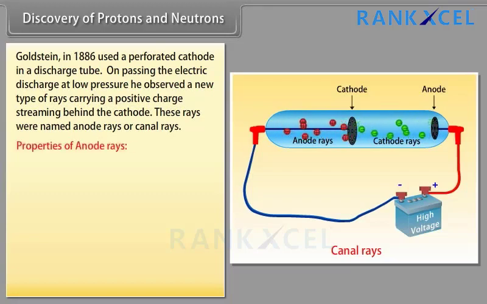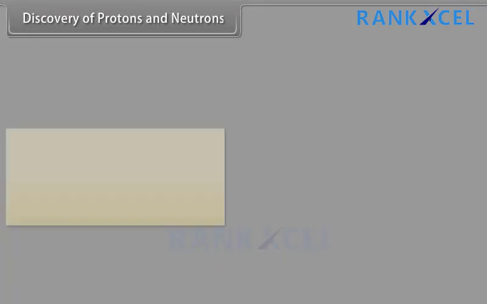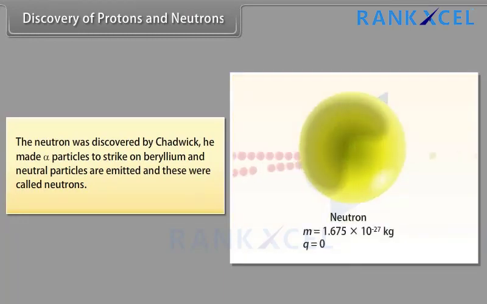Properties of anode rays. The charge to mass ratio of the particles in the anode rays was found to depend upon the nature of the gas in the discharge tube. It was observed that the e/m ratio was maximum when hydrogen gas was taken in the discharge tube. This indicated that the positive ions formed from hydrogen are lightest. These lightest positively charged particles were named protons. The neutron was discovered by Chadwick. He made alpha particles strike beryllium and neutral particles are emitted, and these were called neutrons.